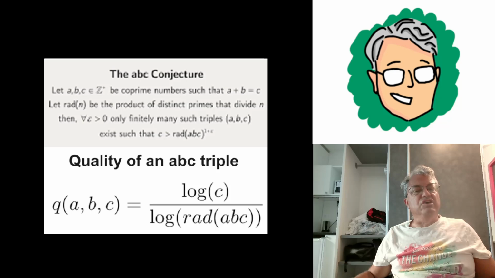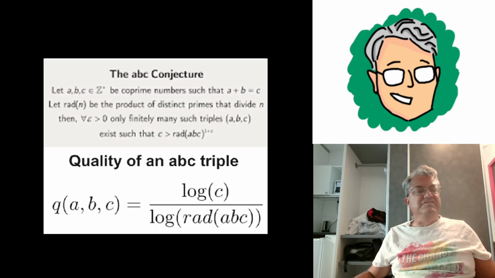And I think I should also give you a definition here. This number 1 plus epsilon is also known as the quality of the ABC triple. We call it Q of ABC. It's just the logarithm of C divided by the logarithm of the radical of ABC. Notice that 1 plus epsilon is the exponent of the radical of ABC. So if you take the natural logarithm, or any logarithm, doesn't have to be a natural logarithm, of C divided by the logarithm of the radical of ABC to the same base, you get 1 plus epsilon, which we're now calling the quality Q of ABC of the ABC triple.